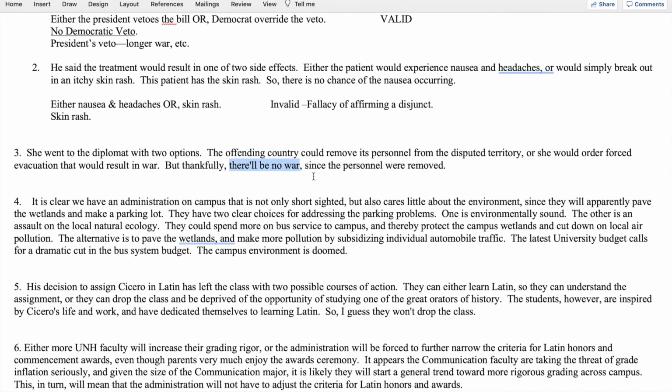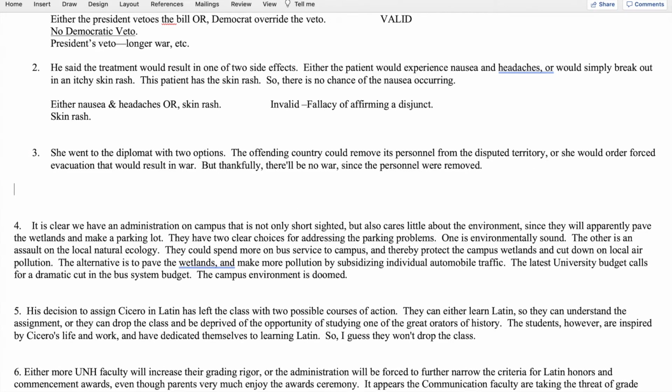So now we're looking for the disjunctive statement that goes with that second premise. We know it's a disjunctive argument because we have here the 2 options preview, right? And so the disjuncts, or the disjunctive statement, would be, in standard form, either remove personnel or forced evacuation and war.